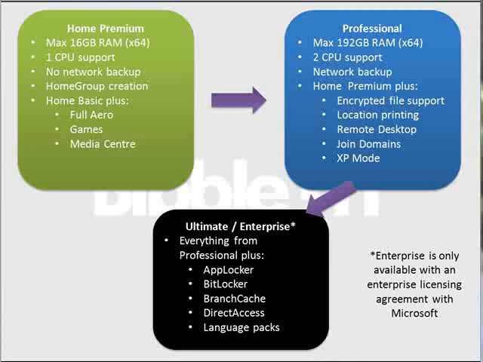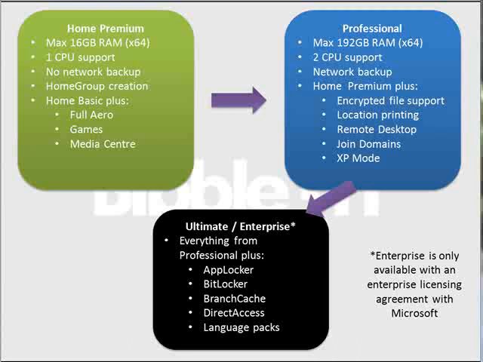So lastly, at the top of the tree then, we've got the Ultimate and Enterprise editions. I've grouped these two together because they're functionally identical. Also with these two editions, if there's anything that Windows 7 is capable of doing, you'll be able to find it in the Ultimate or Enterprise editions. The difference between the two is that Ultimate you can go out to the shops and buy along with Professional or Home Premium, whereas Enterprise edition you have to have an enterprise license agreement with Microsoft.